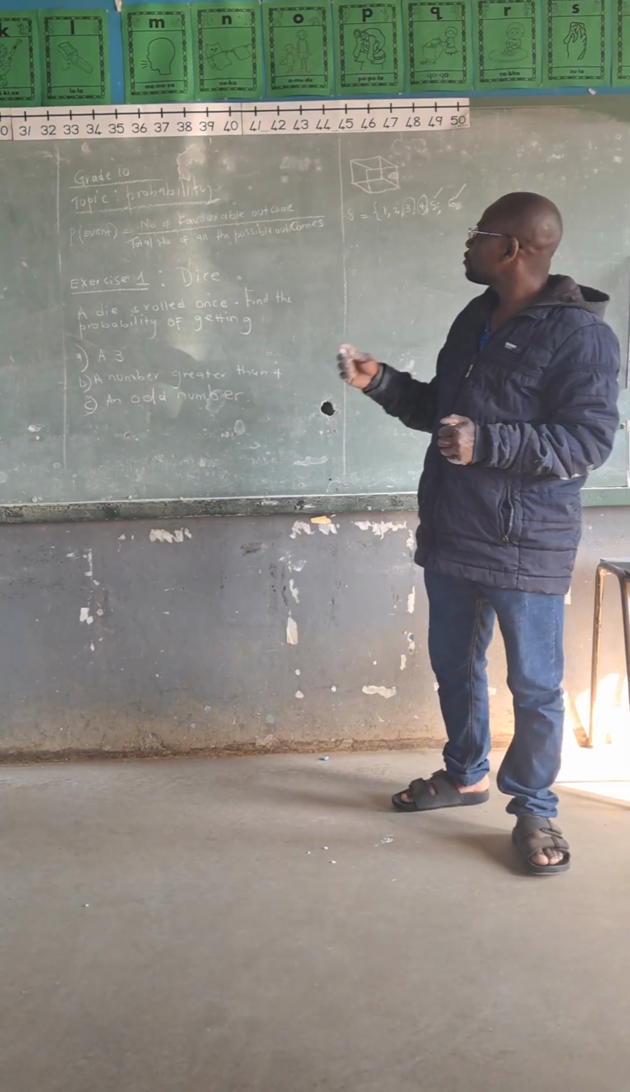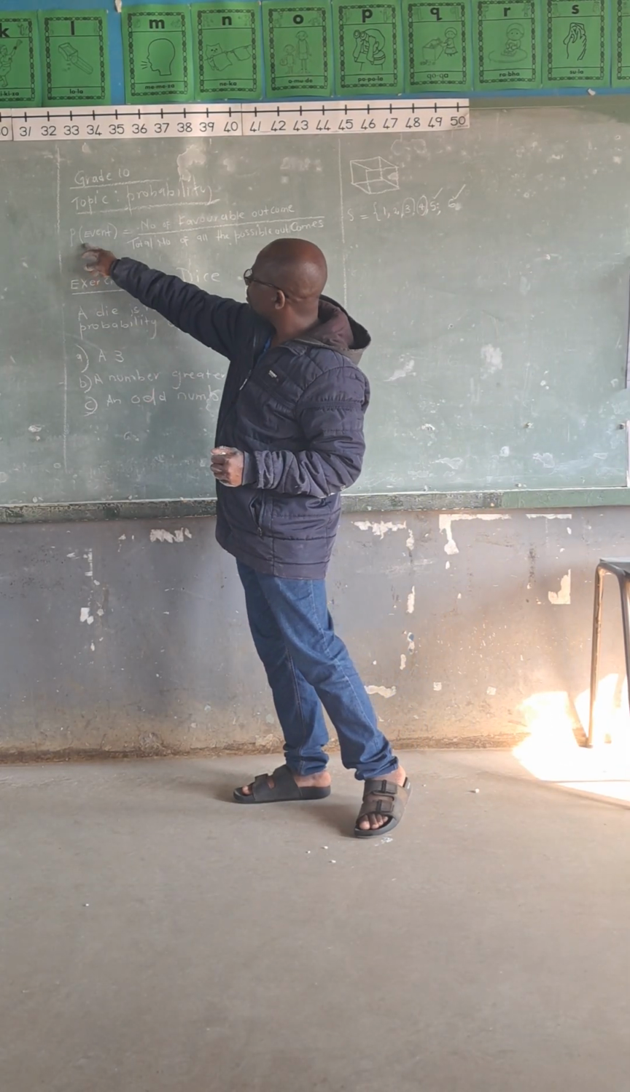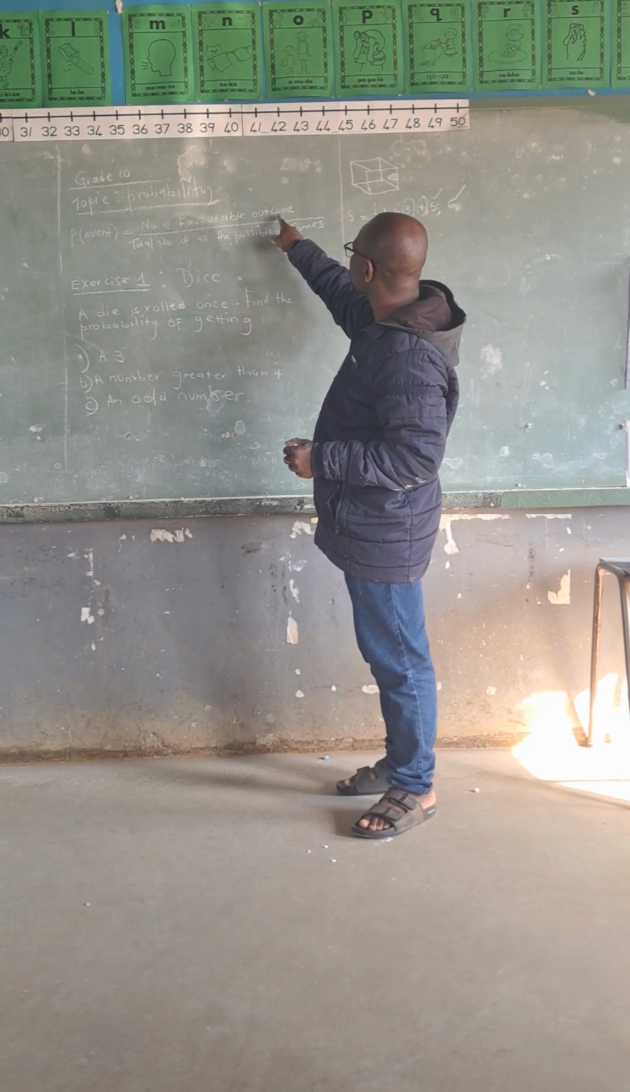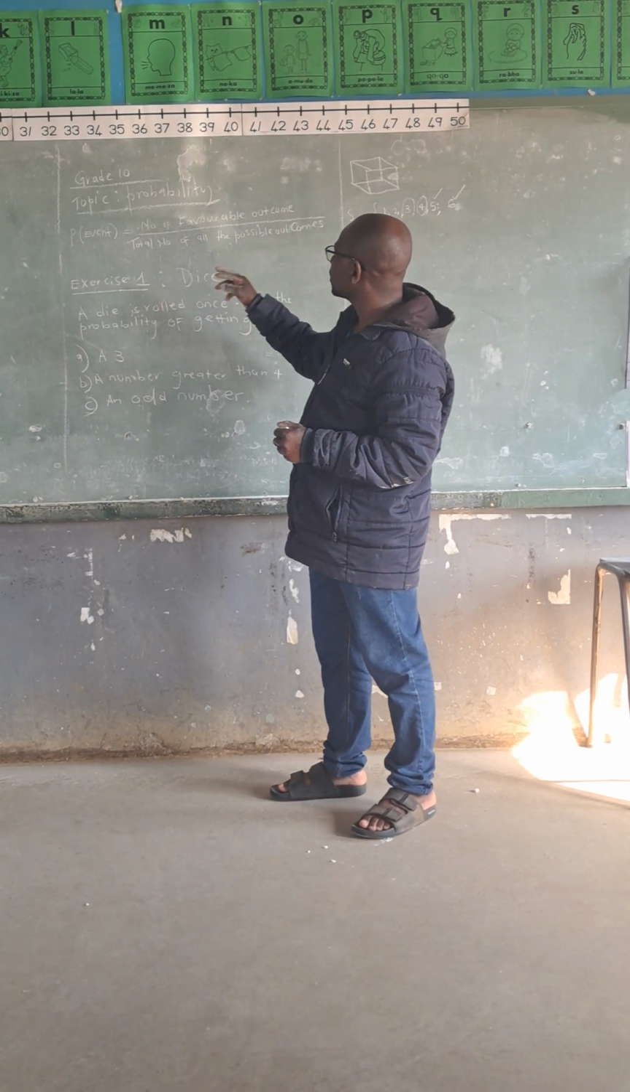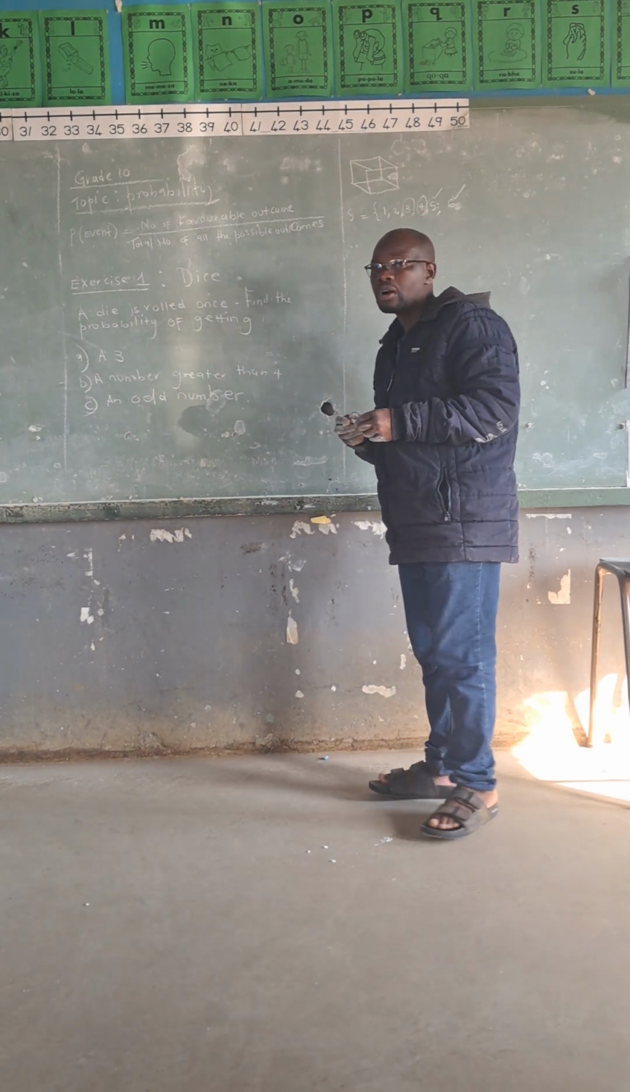and the probability formula says the probability of an event is equal to the number of favorable outcomes divided by the total number of all the possible outcomes.